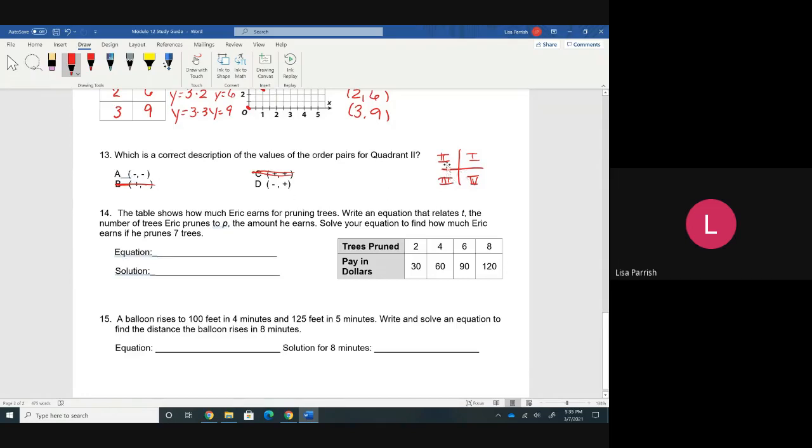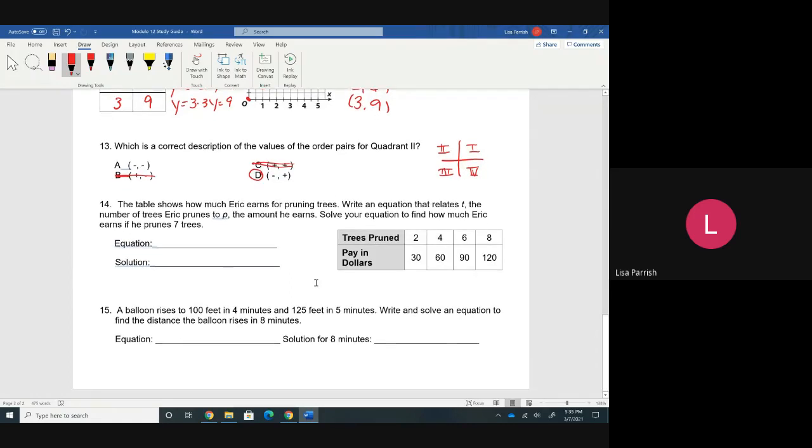So I go negative, and then when I go up, that's positive. So I would want to pick D as my choice. Okay, so make sure you know those quadrants and you know where they are positive and negative. It might be something good to practice writing down a little bit. All right, last two questions.